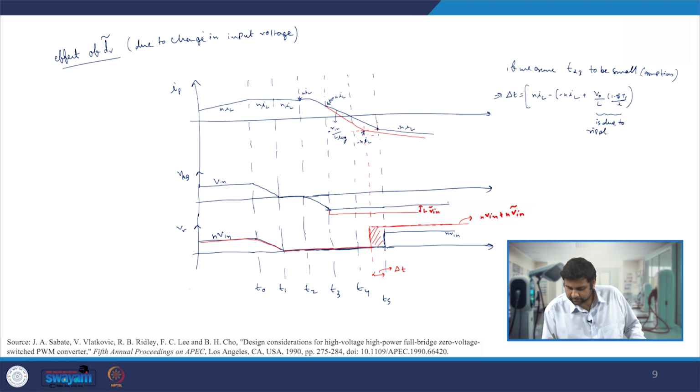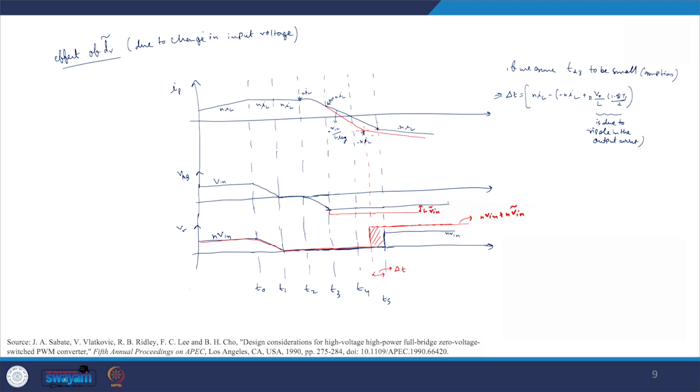This value, V naught by L, 1 minus D, Ts by 2, is due to the ripple in the output current. This will also be multiplied by N, because this is the reflected part on the primary side, so this is due to the ripple in the output inductor current, to be more precise.